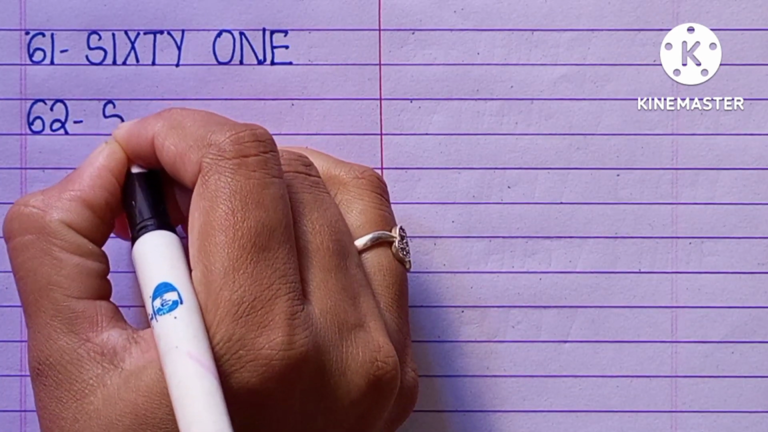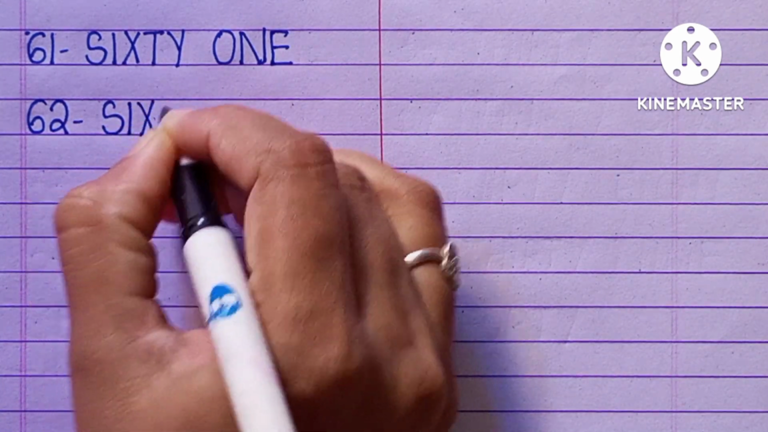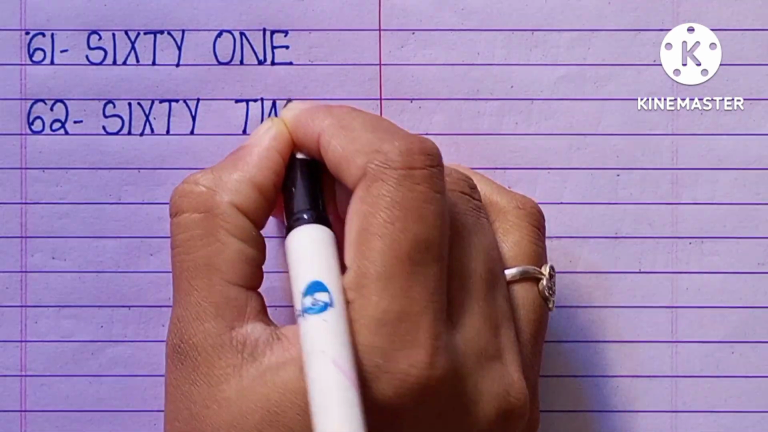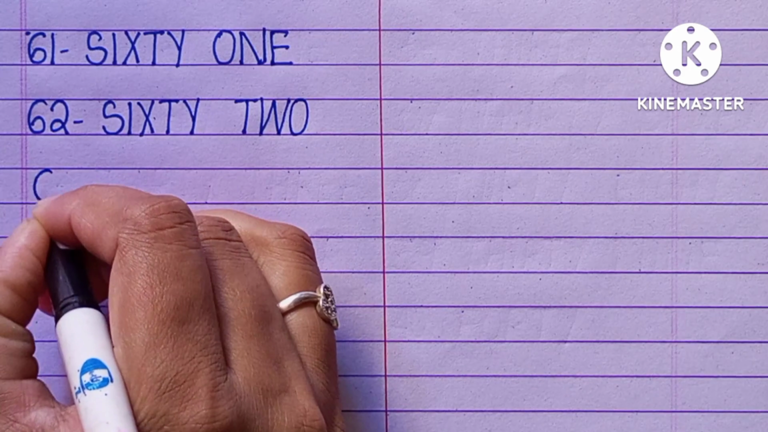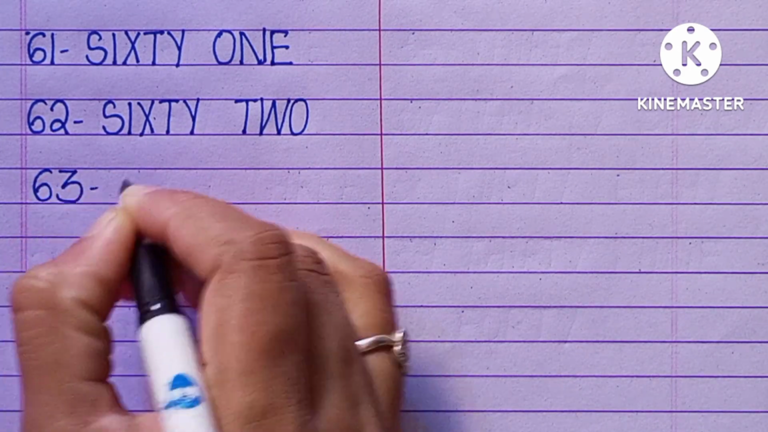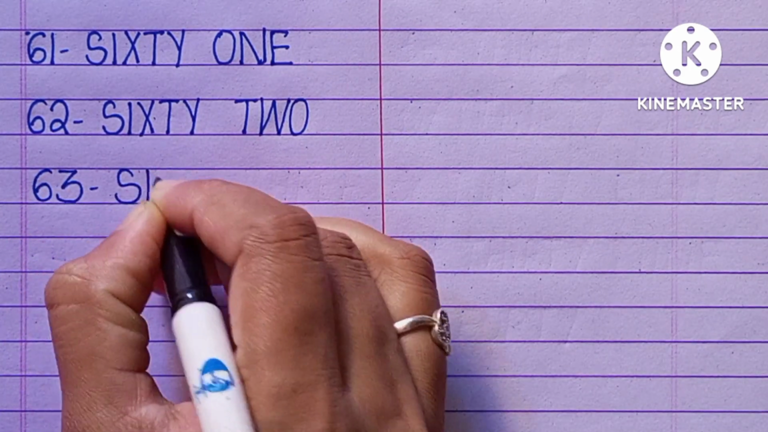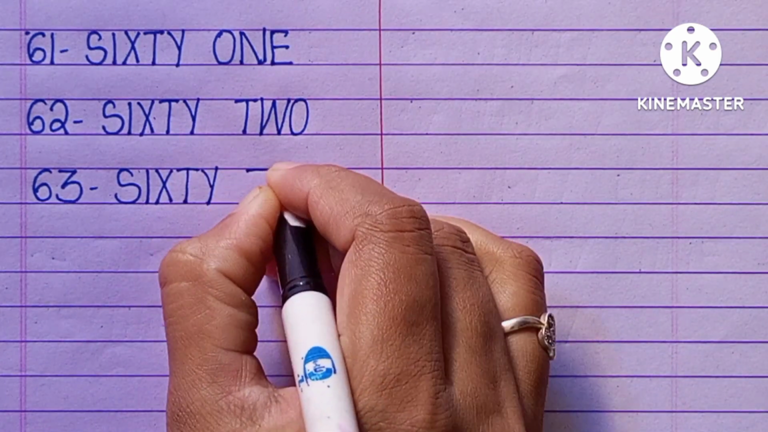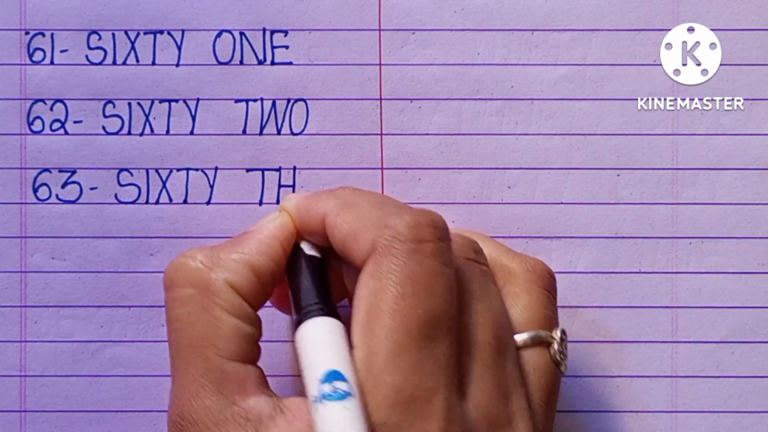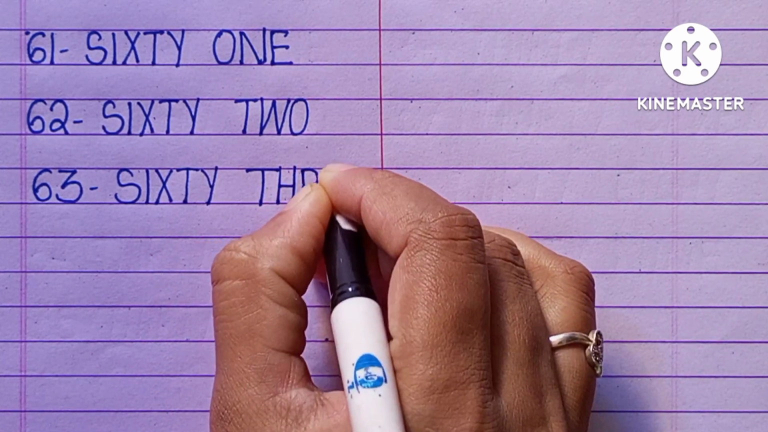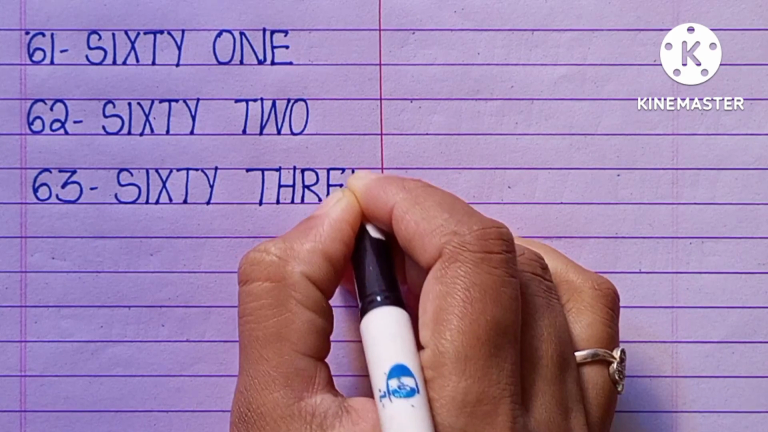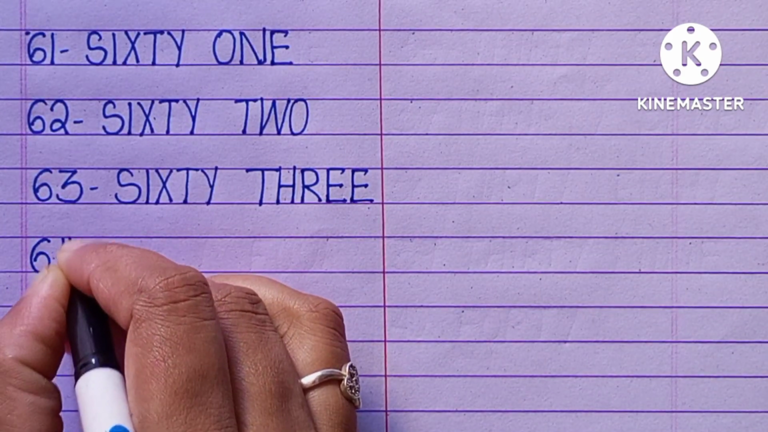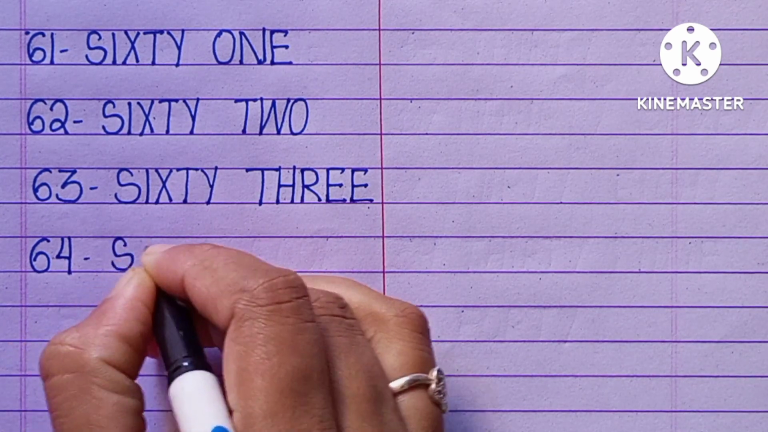61. 62, S-I-X-T-Y. 62, T-W-O, 2. 62. 63, S-I-X-T-Y. 63, T-H-R-E-E, 3. 63.